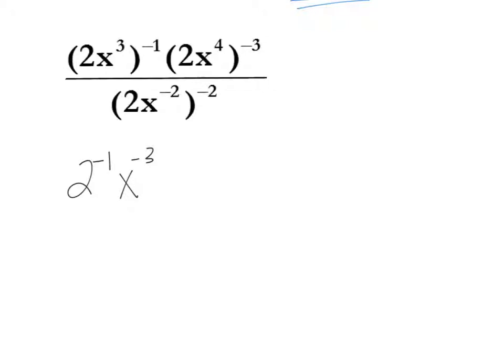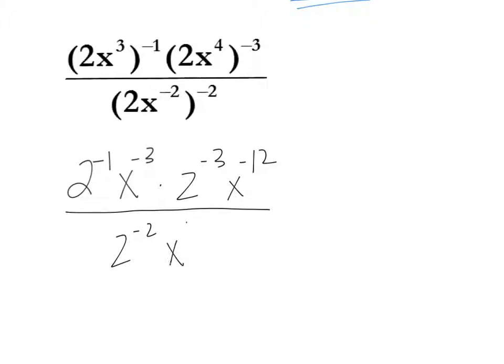And now I have everything in here raised to the -3, so that's going to be multiplied by 2 to the -3 and x to the -12, and that's all the numerator. Same thing in the denominator, 2 to the -2 and x to the +4. Okay, so now basically what we have to do is move almost everything. The 2 to the -1 is going to go down. These two are both going to flip-flop. I'm just moving everything individually from the top to the bottom to the top.